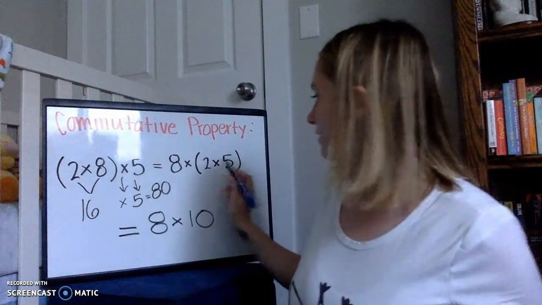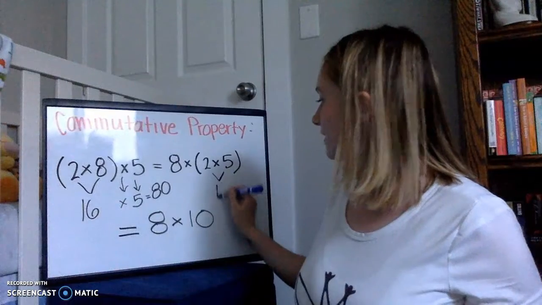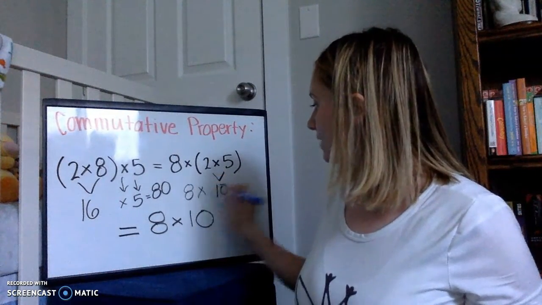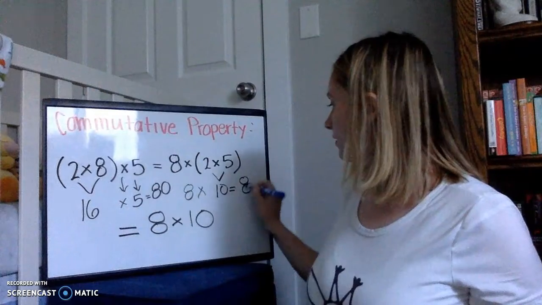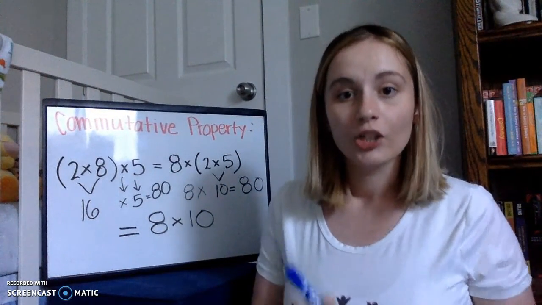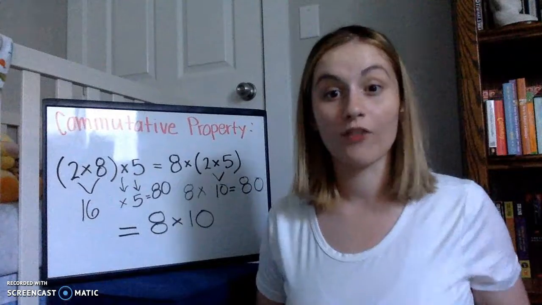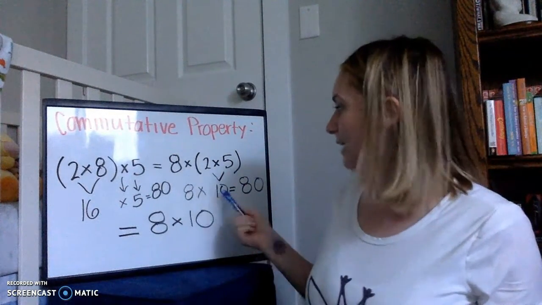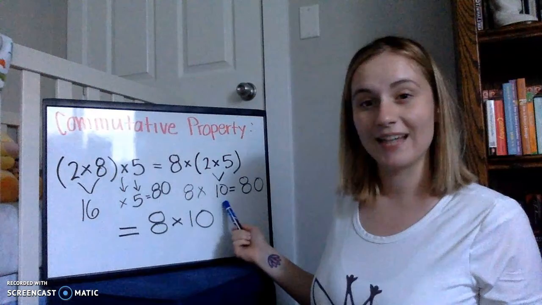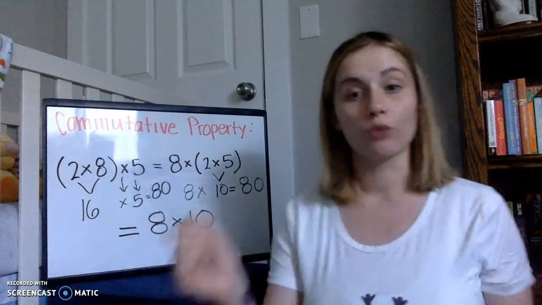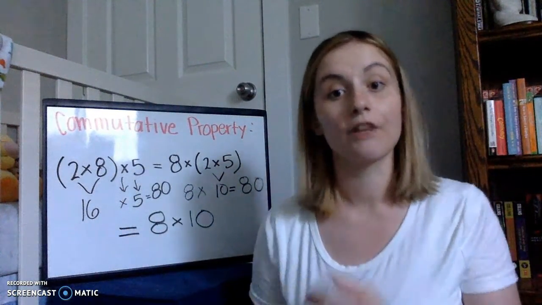Now let's do 8 times 2 times 5. 2 times 5 is 10. 8 times 10 equals 80. So yes, they equal the same thing, but you can move around the numbers to work for you. For example, it's going to be easier for me to multiply 8 times 10 because I know how to multiply by 10, and it's going to be harder for me to multiply by 16. So you can rearrange the numbers to make it easier for you.